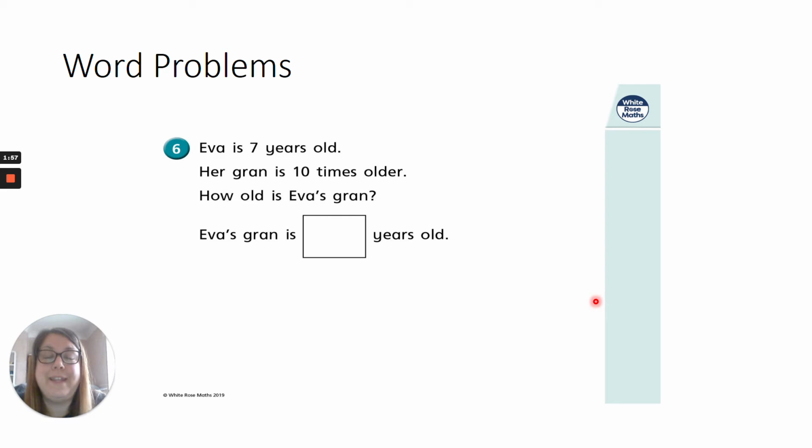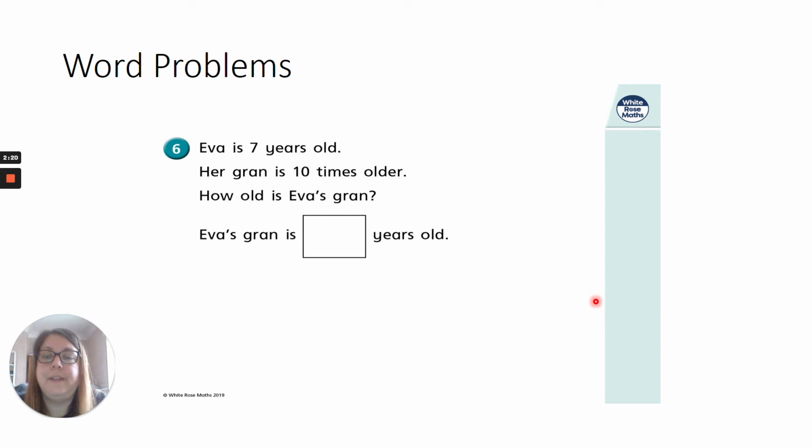Eva is 7 years old. Her gran is 10 times older. How old is Eva's gran? So look at your numbers this time. Eva is 7 years old. Her gran is 10 times older. How old is Eva's gran? What's your multiplication sentence going to be to work out how old Eva's gran is? Pause the video and work it out.